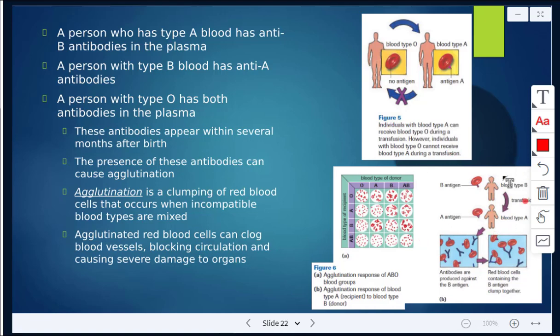So in this example here, this is the agglutination response of blood type A, which is the recipient, to blood type B, which was the donor. All right, so blood type B is being transfused into a person that has blood type A, and we can see here that antibodies are produced against that B antigen. The red blood cells that contain that B antigen were clumped together, which is agglutination.